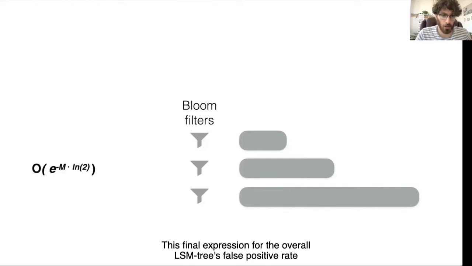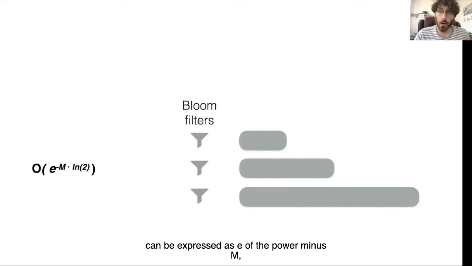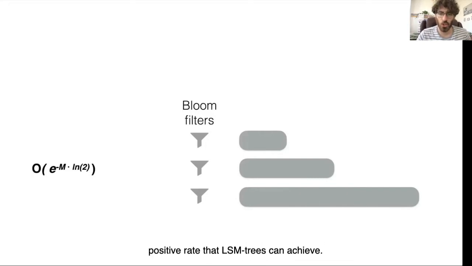This final expression for the overall LSM tree's false positive rate can be expressed as e to the power of minus m, where m is the number of bits per entry, times natural log of n. So this expression represents the state-of-the-art false positive rates that LSM trees can achieve.